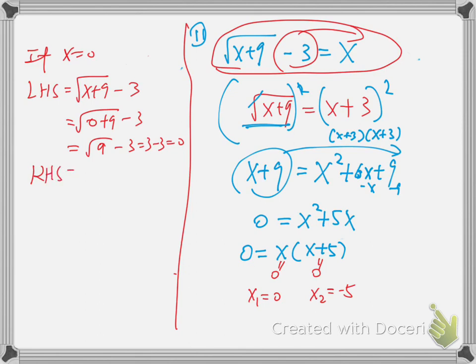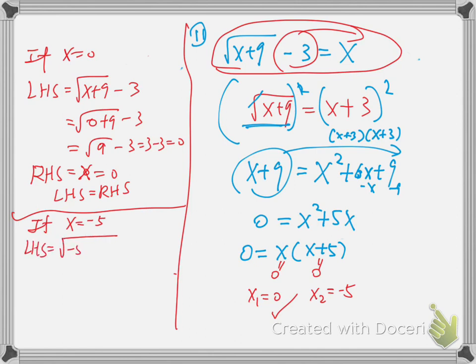And the right hand side is 0, right? Because the right hand side is x, so this is 0. So the left hand side is equal to the right hand side. Good. So this is a good solution. So now if x is negative 5, what's the left hand side? The left hand side is radical negative 5 plus 9 minus 3. So this is radical 4 minus 3, which is 2 minus 3, negative 1. And the right hand side is x, so it's just negative 5. So the left hand side is not equal to the right hand side, because the left hand side is negative 1, the right hand side is negative 5. They are not the same number, right?